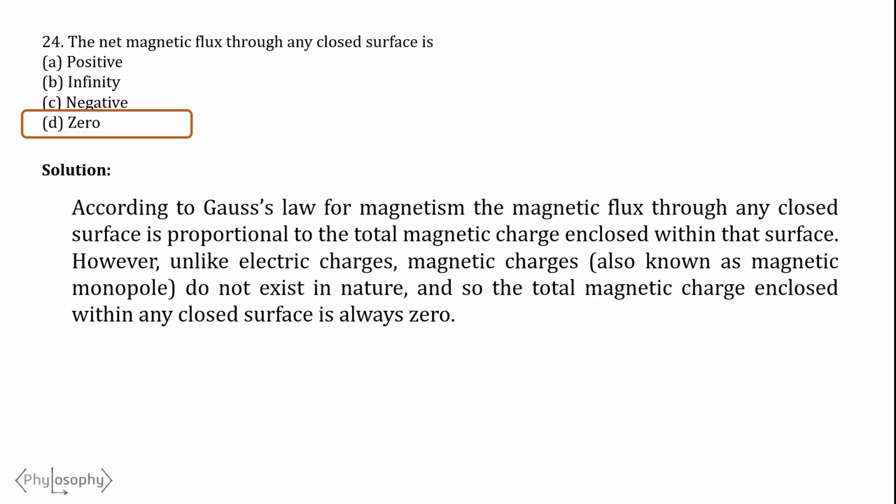This means that any magnetic field lines that enter the surface must also exit the surface, either through the same or a different region of the surface. Therefore, the correct answer is option D. The equivalent capacitance of the system shown in the following circuit is.